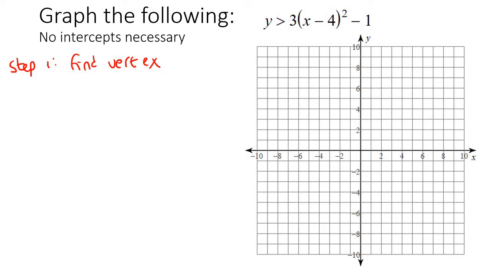Now, maybe you've seen me use the formula x equals minus b over 2a. We're not going to use that here. Why, Kevin? I don't understand, bro.